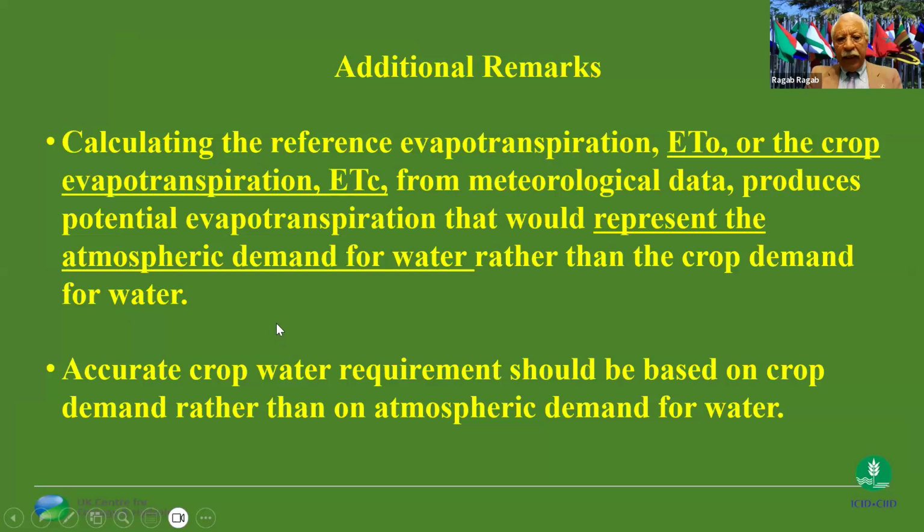Some additional remarks: calculating reference evapotranspiration, ETo, or the crop evapotranspiration, ETc, from meteorological data produces potential evapotranspiration that would represent the atmospheric demand for water rather than the crop demand for water, because it's simply based on weather data, hardly crop data. The accurate crop water requirement should be based on crop demand rather than the atmospheric demand for water. And that's really the principle we should stick to.